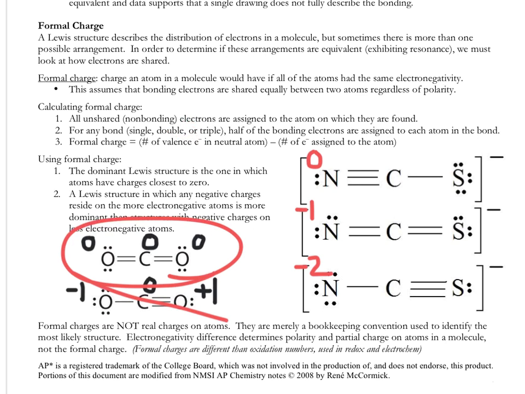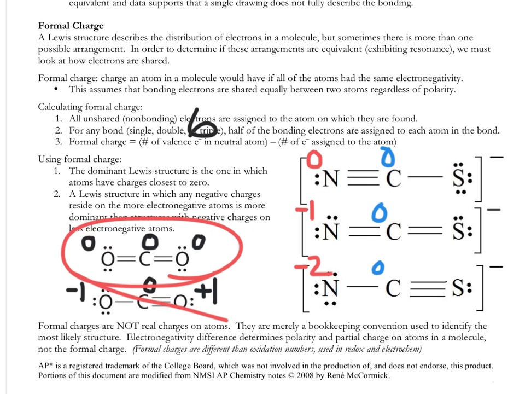Now, looking at the carbons. Carbon brought 4 valence electrons. Carbon brought 4, it has 1, 2, 3, 4. 0 is its formal charge. Brought 4, has 1, 2, 3, 4. 0 is its formal charge. Brought 4, has 4. 0 is its formal charge. So on all of these carbons, they all have the same formal charge of 0.